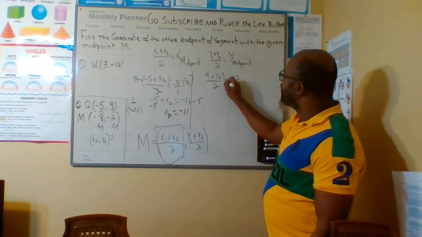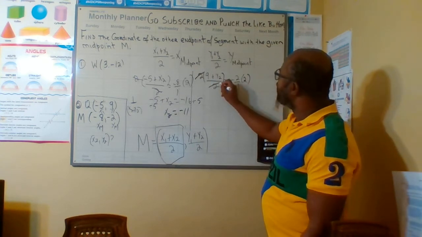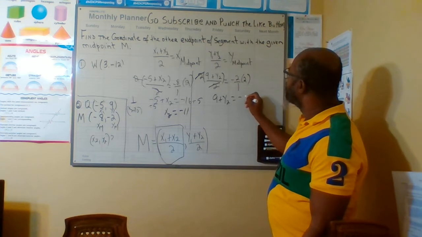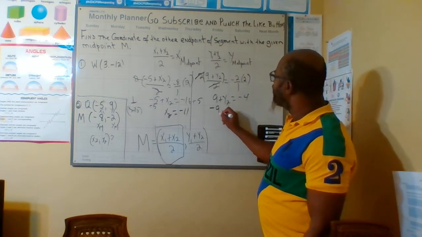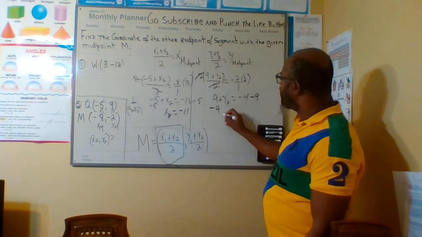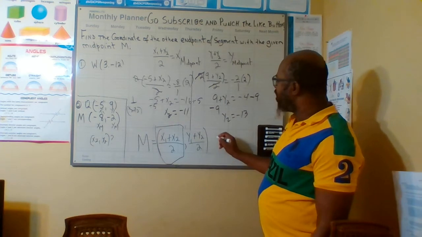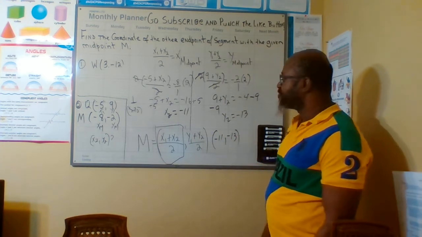I'll do the same thing on that side, multiply by 2. This will cancel with that. I will have 9 plus y2 is equal to negative 4. Then I will have to subtract 9 on this side. Then I will have y2 is equal to negative 13. So my other endpoint will be negative 11, negative 13.